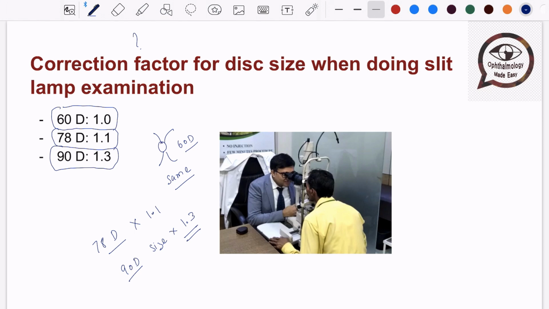Now this size is important because the patients who are having glaucoma and the patients of myopia, these patients usually have large disc size as well. So that's why it is important to note the disc size when we are talking about the cup disc ratio, as well as when we are talking about the optic nerve evaluation, more commonly in the patients of glaucoma.